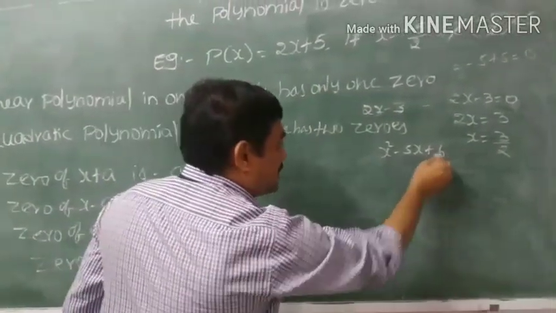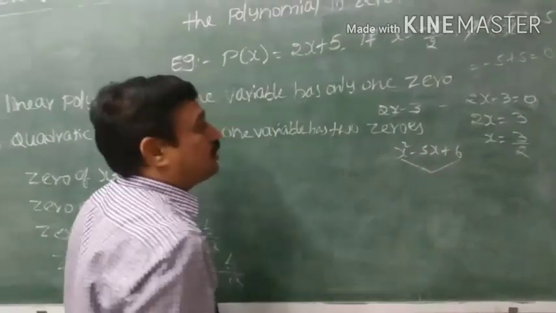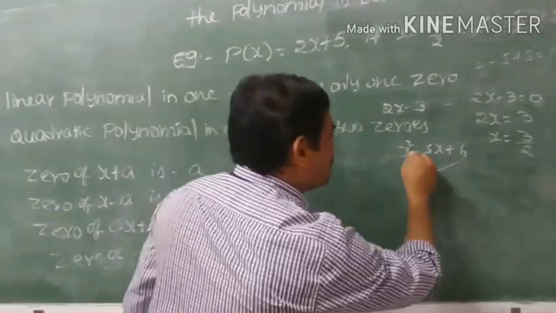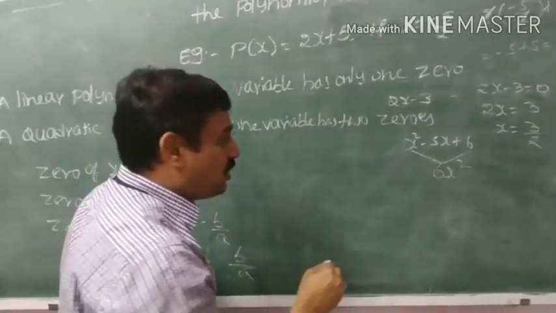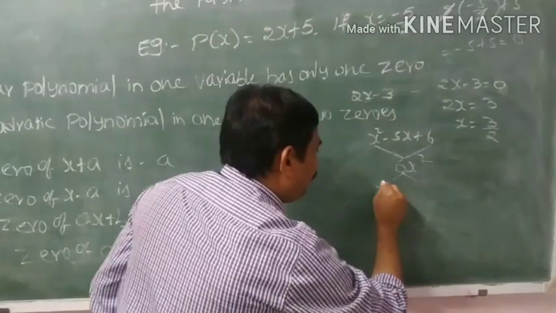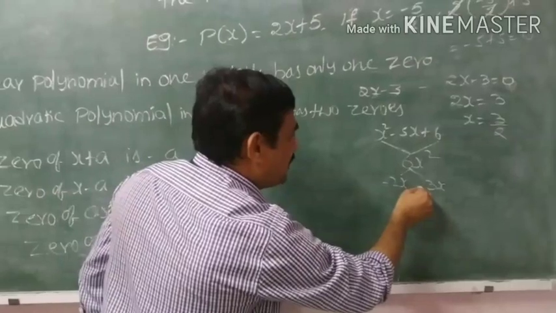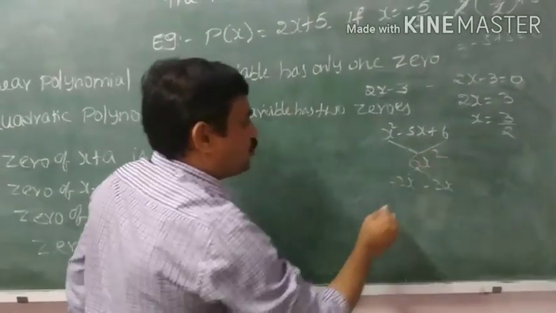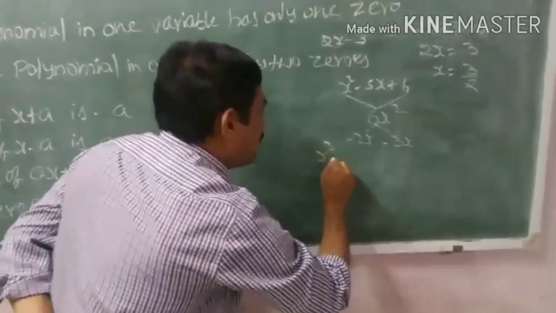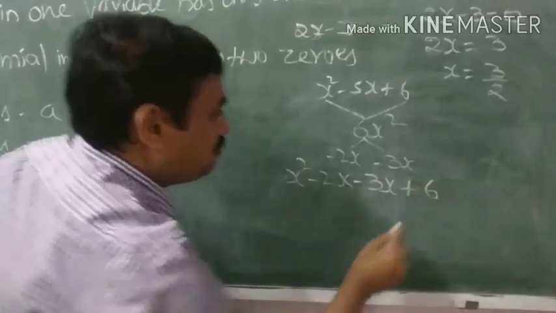Now for example, take this one. Now x square into 6. For this one, we should do factorization. X square into 6 is nothing but 6x square. For 6x square, we can write minus 2x minus 3x. Minus into minus is plus, and 2 threes are 6, x into x is x square. Now x square minus 2x minus 3x plus 6.